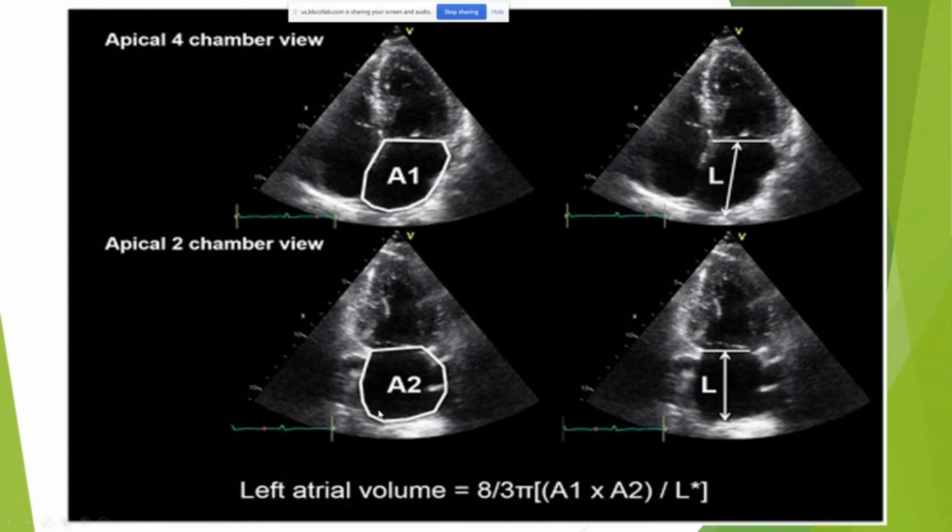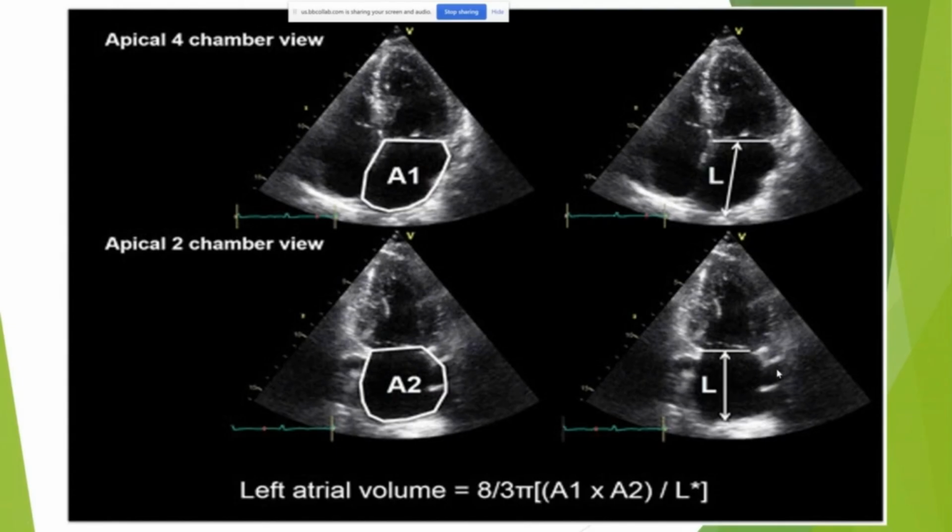So this trace that we're doing, what we call it in echo is planimetry. When we perform planimetry, or when we trace the chamber, we should not include the pulmonary veins, which are these, and we should not include the left atrial appendage, which is this right here. So we need to trace just the inside and leave out the pulmonary veins and the left atrial appendage.